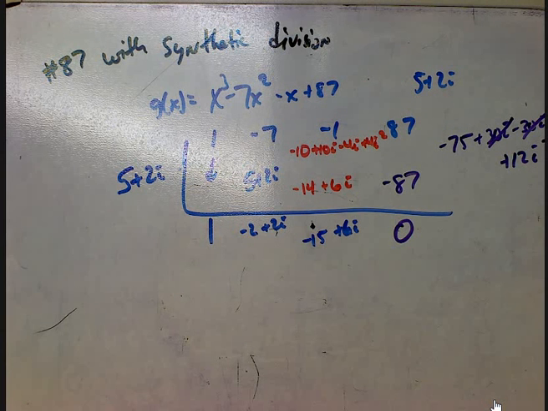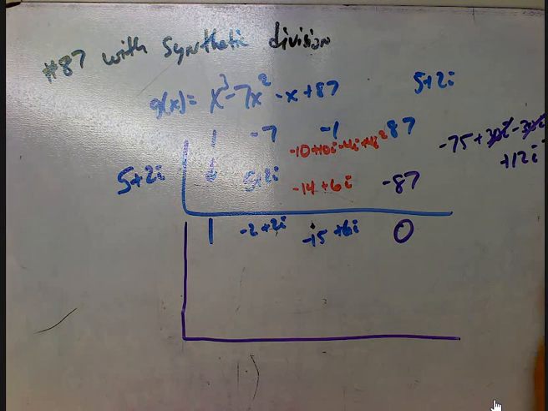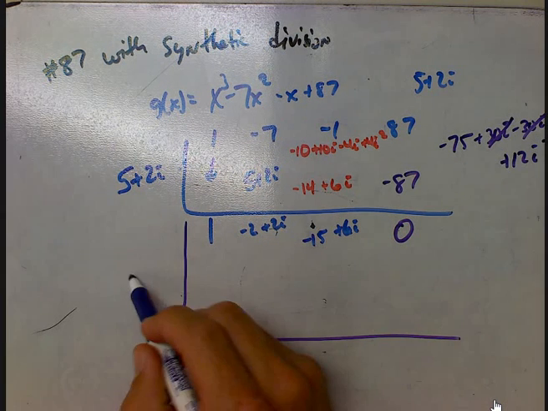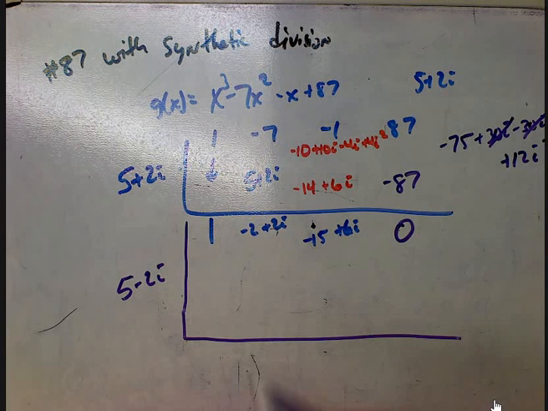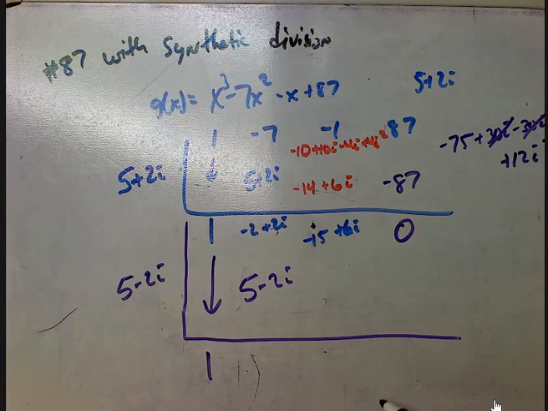Now I would draw another L. Since 5 plus 2i is a 0, I also know 5 minus 2i is a 0. Bring down the 1, multiply it, get 5 minus 2i. Notice when I add these two together, 2i and -2i cancel. -2 plus 5 is 3.